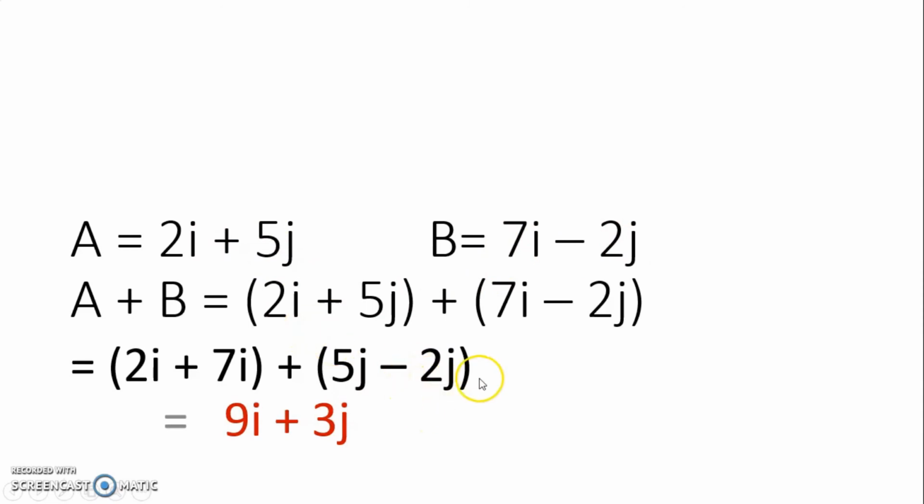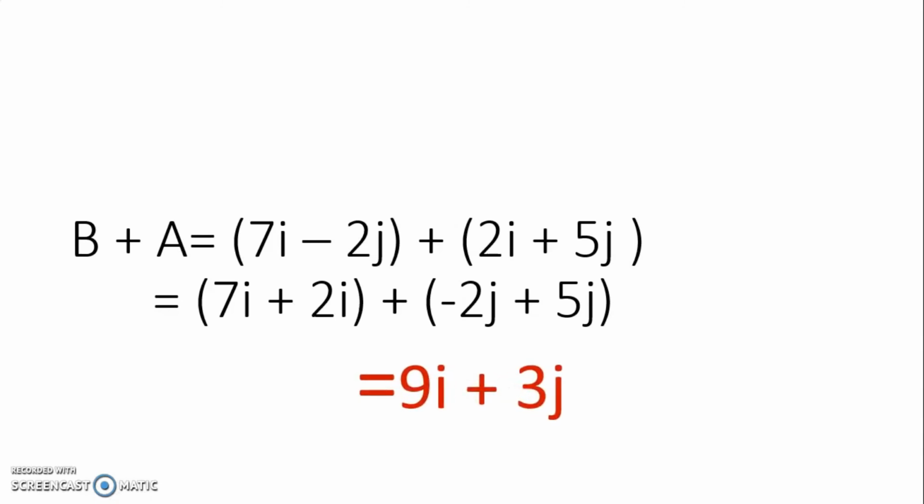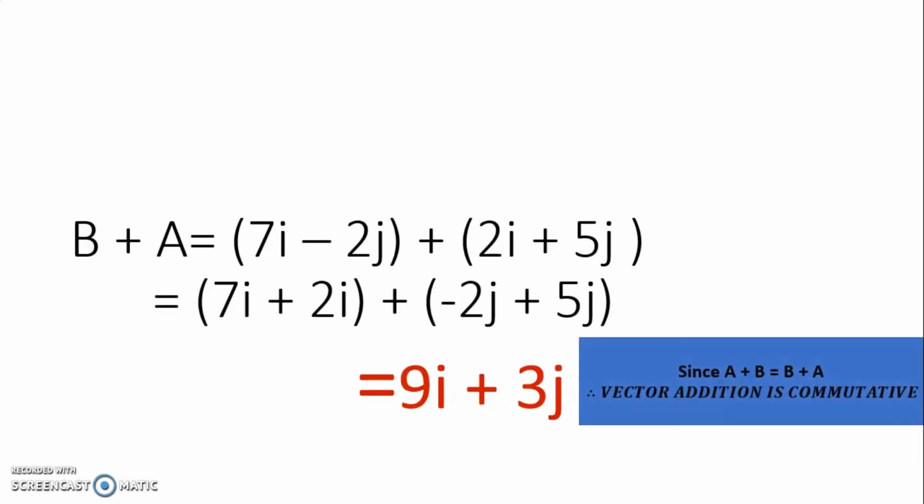What we are going to do is add our 7 to our 2, and the -2 will add up with 5. So when we do that, we have 7 plus 2, which is 9, then -2 plus 5, which is 3. So we still have 9i plus 3j. So A plus B is equal to B plus A. Since we have the same result, we conclude that vector addition is commutative.